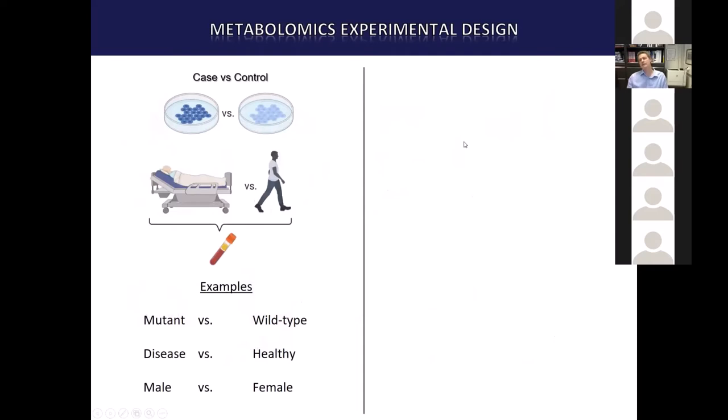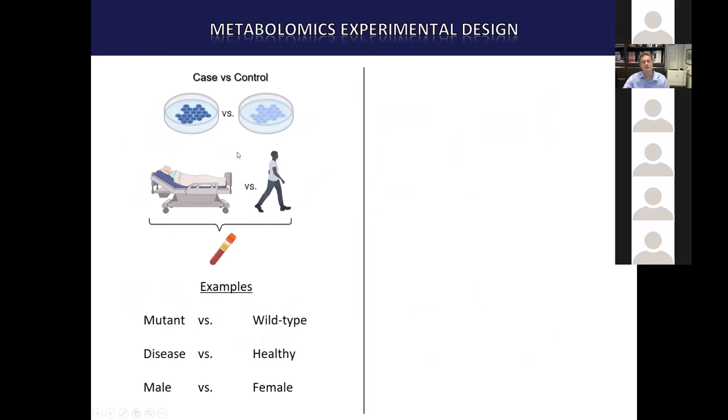So going back, just looking at that in a little bit more detail, because the really important bits can start right at the beginning. So what kind of experimental design are we going to put together here? There are two approaches generally taken in metabolomics. The first one is a simple case versus control. I've hinted at that with the blood plasma from COVID patients, for example, already. But it could be other things, like mutant versus wild type, disease versus healthy, male, female, et cetera.